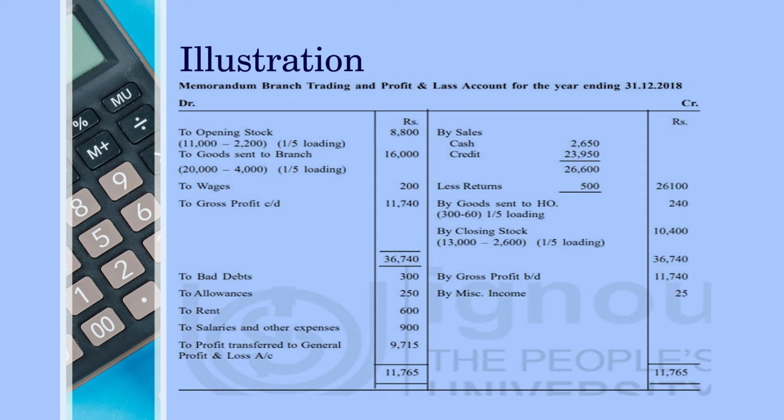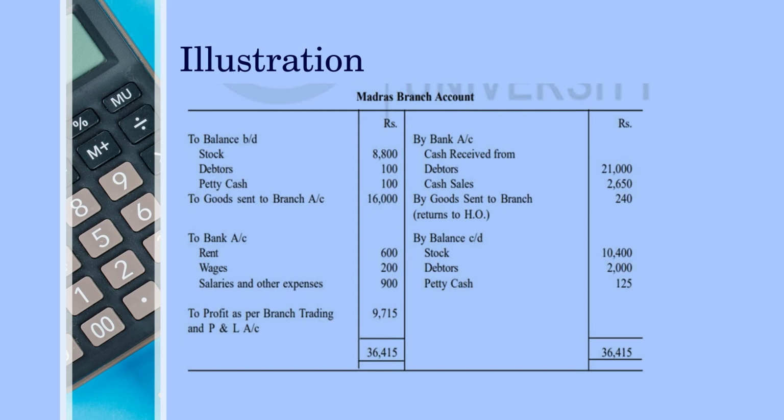Then this is the balancing figure, because total of the credit side was this and this. So it was 11,765. So if we subtract this, this, this and this out of 11,765, it comes to 9,750. So this is known as net profit, which we have determined from the profit and loss account. So total is 11,765. Madras branch account. So now we can easily prepare.